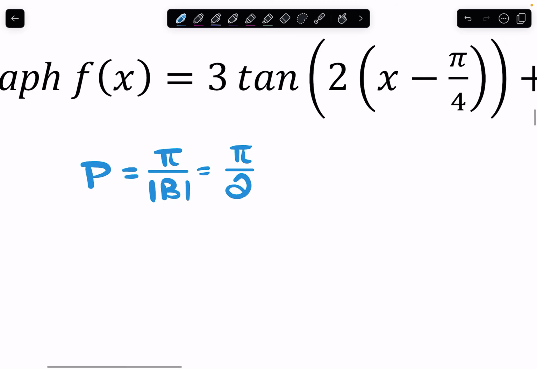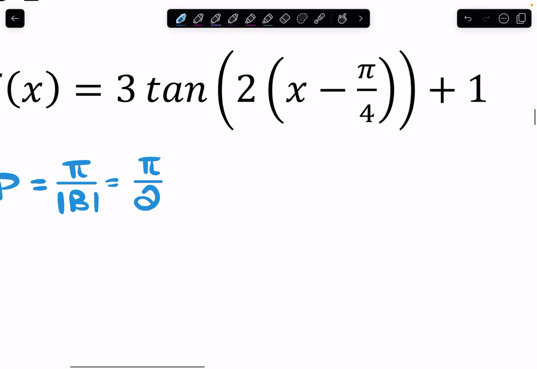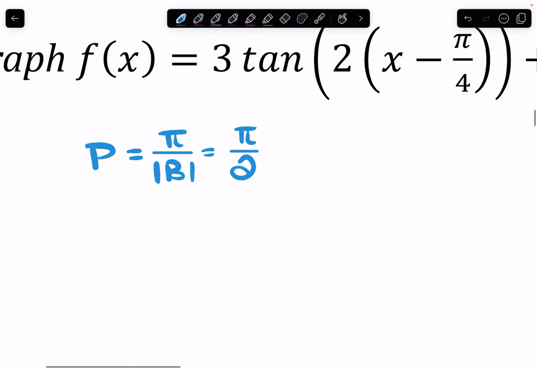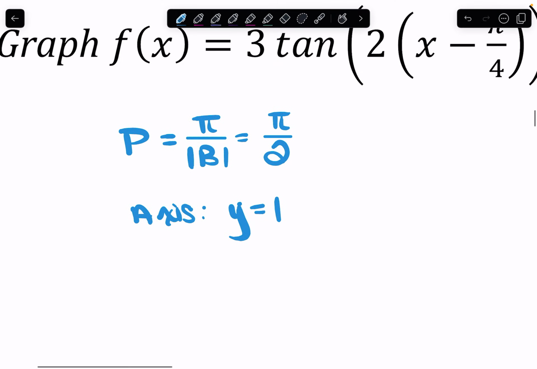Then we need to get our alignment. Tangent uses inflection points and asymptotes. So our inflection points are going to align along the horizontal line y equals 1, our D. So we can still call it the axis, I guess. So y equals 1, that's where we're going to align all of our inflection values when we get to them. We need our phase shift.